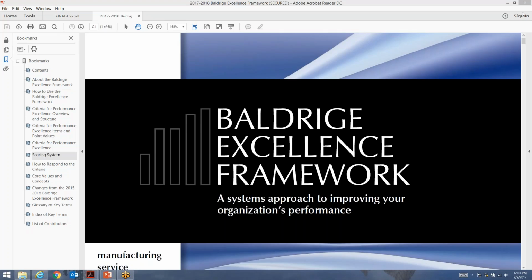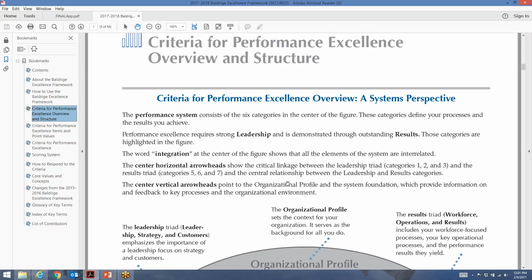And away we go. Okay, this week we're talking about how to respond to the process categories in your Baldrige application.